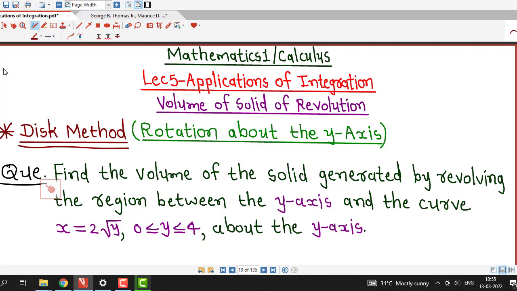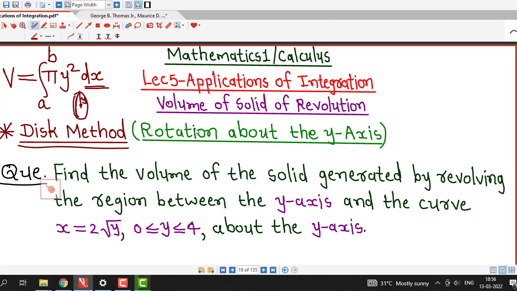We are discussing the disk method for finding the volume of a solid of revolution. If we recall, we have this formula for the volume of a solid revolved about the x-axis: the integral of pi y square with respect to x, with given limits of integration for variable x. So if we are rotating the plane region about the x-axis, we are integrating with respect to x, and the radius of the circular disc, which is the cross section of the solid, will be equal to y.